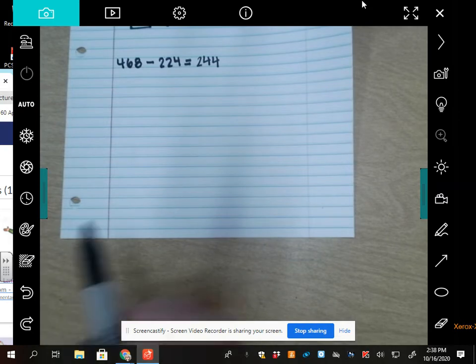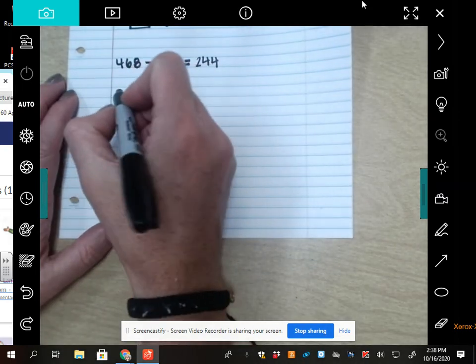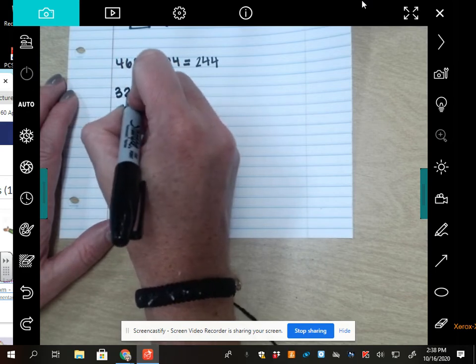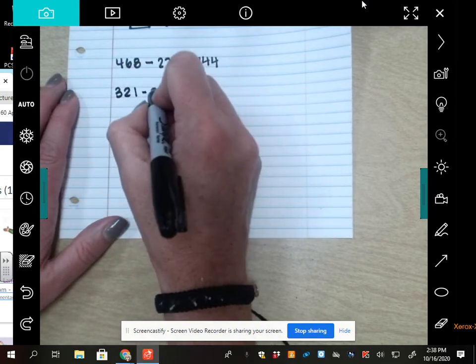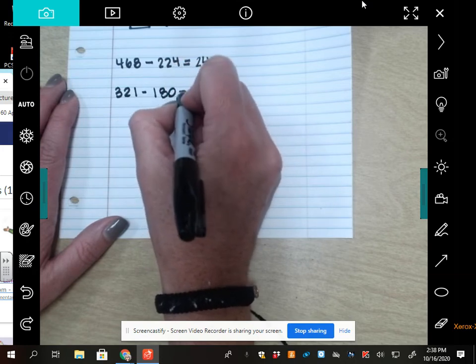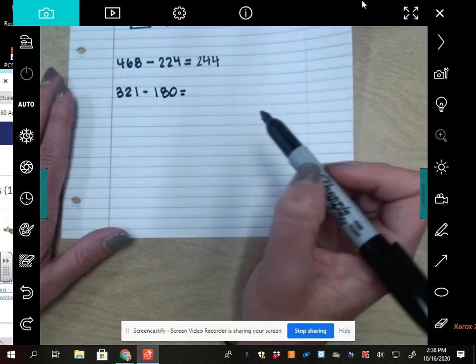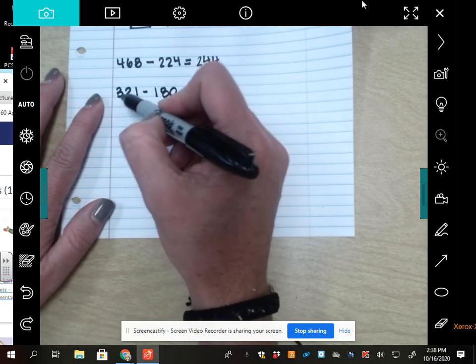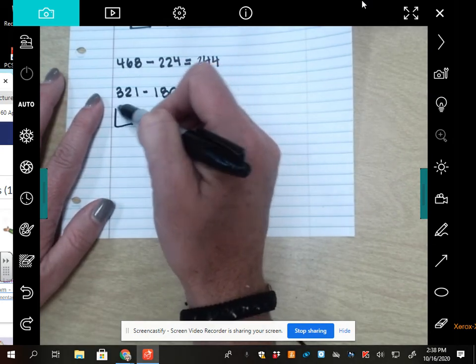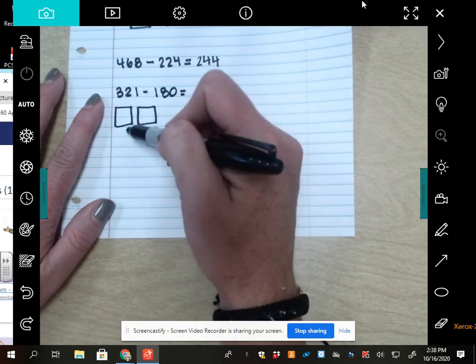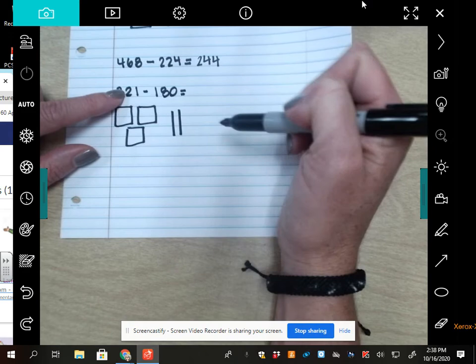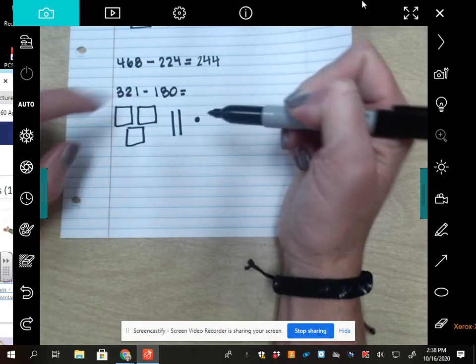All right, so let's try this now without those base 10 blocks, because I'm sure you don't have those base 10 blocks at home, and that is okay. So let's try it this time with drawing them out. Here's our equation this time. 321 minus 180. Okay, so we're going to start off with the first number, and we're going to draw those out in base 10 blocks. 300s, 1, 2, 300s. I have 2 tens and 1 one.